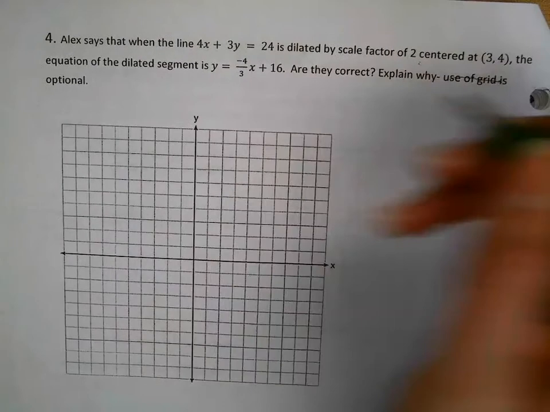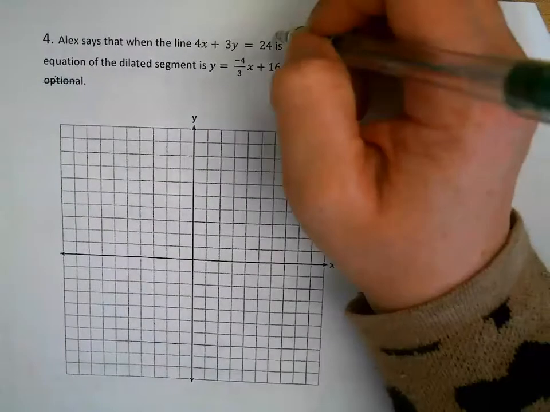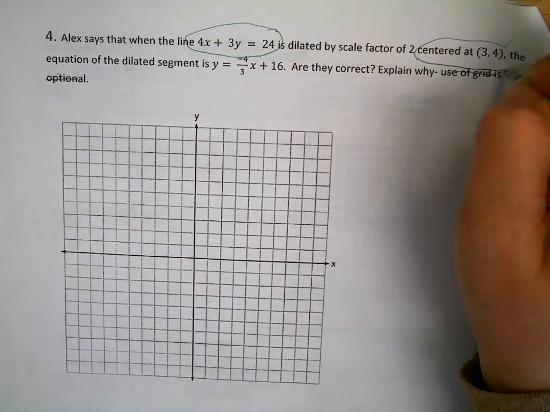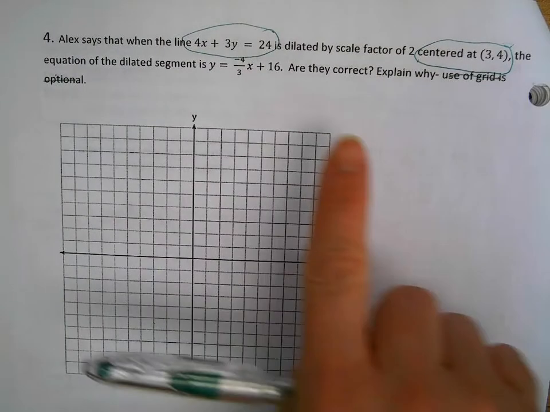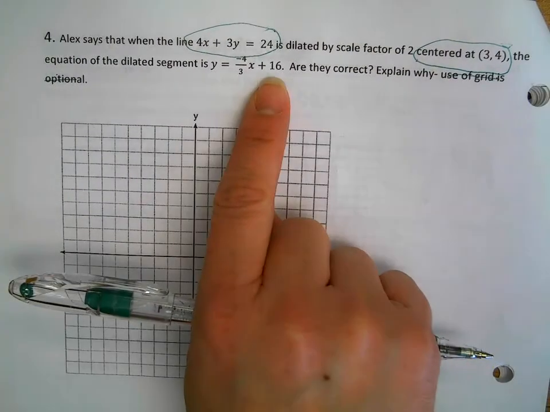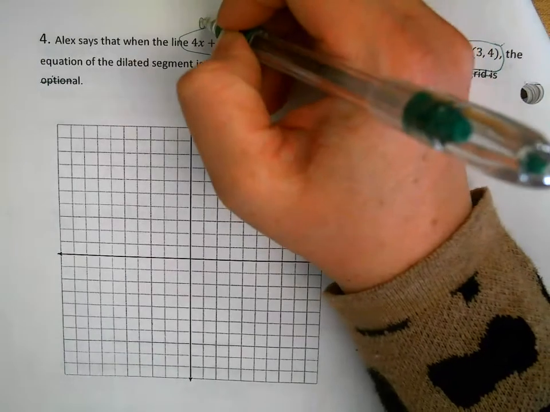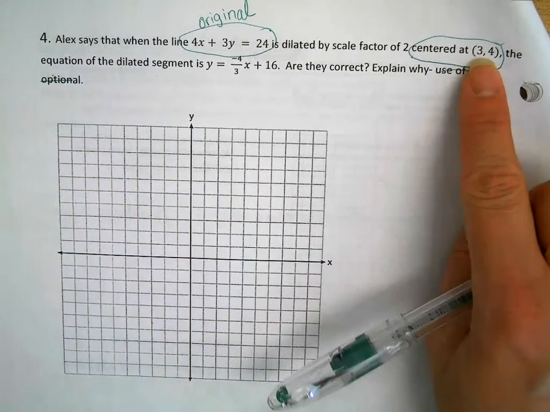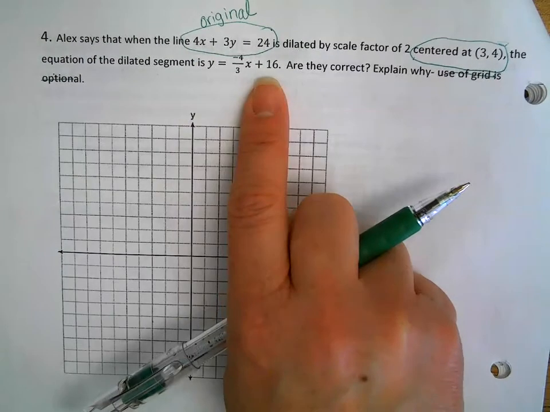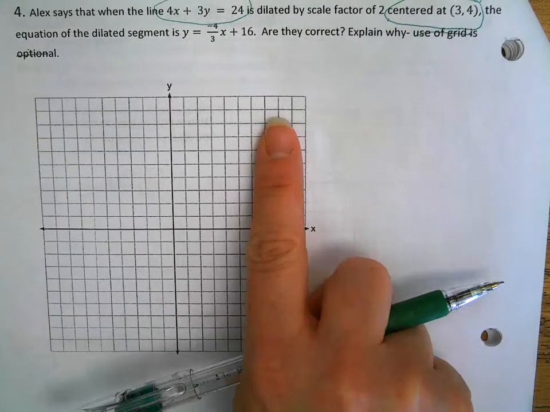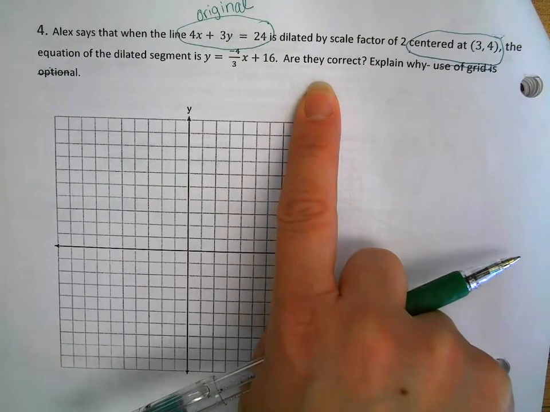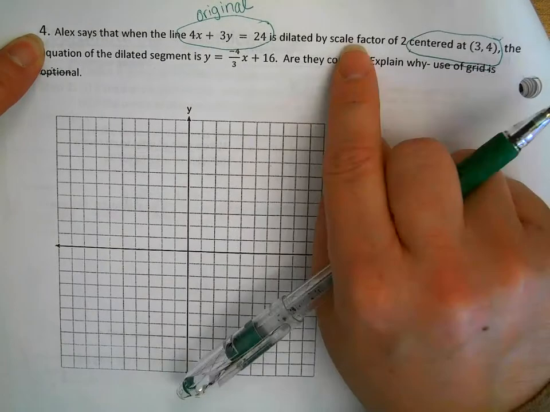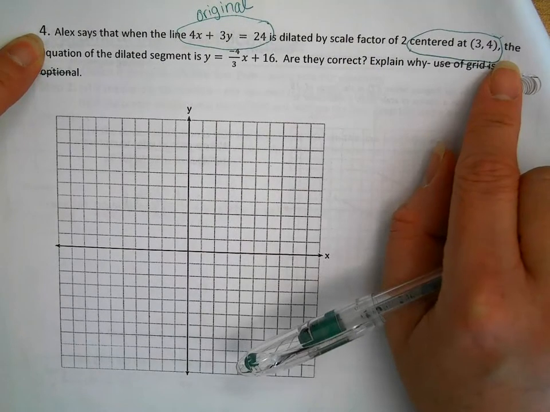Now, use of the grid, I would not say is optional. So I want you to graph your center of dilation, this is the original equation. That's your center of dilation. This is your new line. I would graph those 3 pieces. Decide if this Alex is correct or not, if it was a scale factor 2 and centered at that dilation.